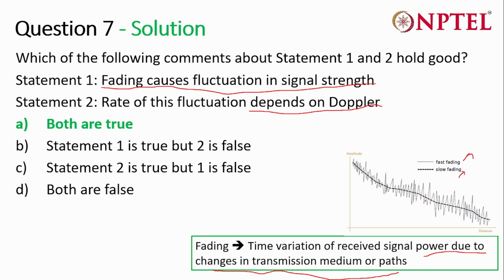So if you see this slow fading, I think I've interchanged it. So fast fading is called as small scale fading. So if you see this fast fading, which is these glitches, it is because of the multipath delay spread and Doppler spread. So the fluctuation because of fading depends upon Doppler also. Did I confuse you guys, or is it clear? Clear. Okay.